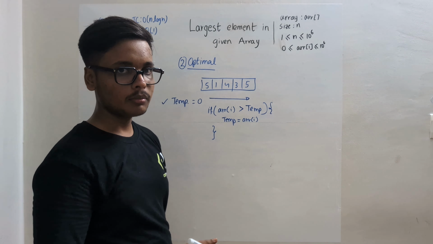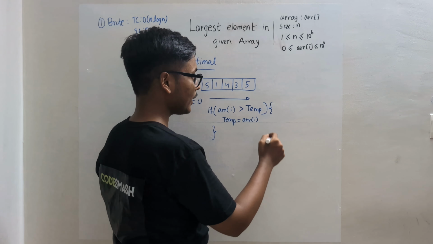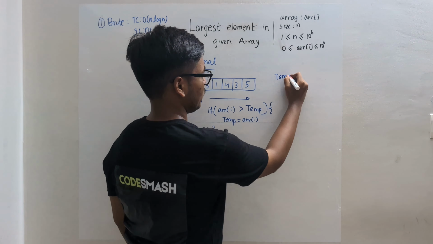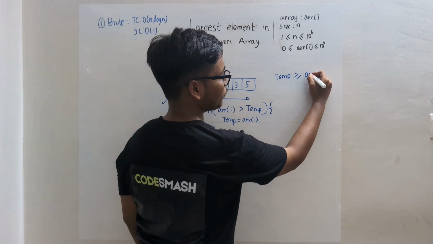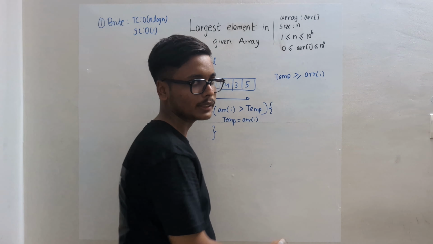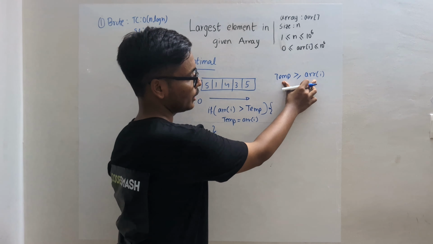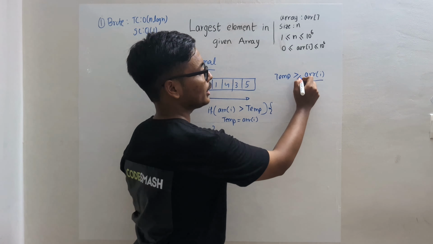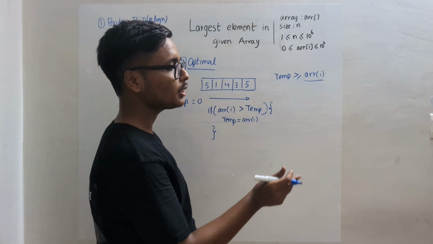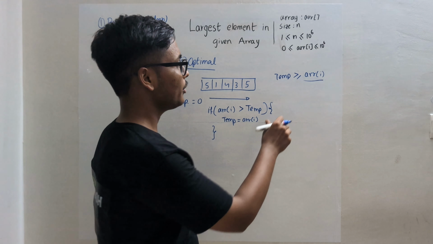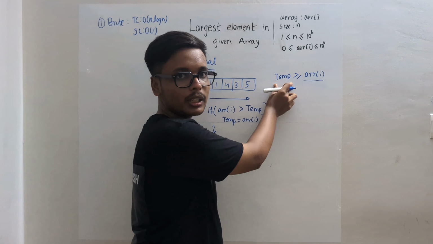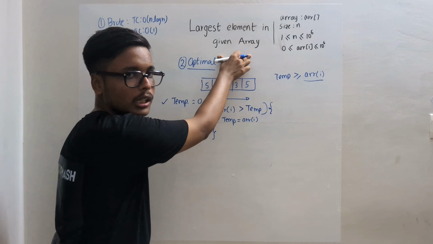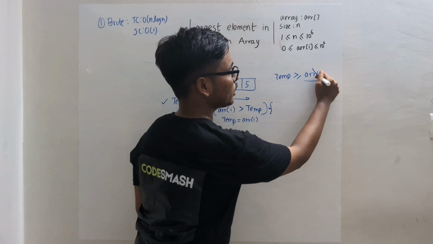If we find any element less than or equal to the value of temp, that is, temp is greater than or equal to the element at that index, we will just continue. We don't care about the value at that index because we have found some other value which is greater than this and we are storing it in temp. As we want to return the largest element in the array, we don't care about this element.